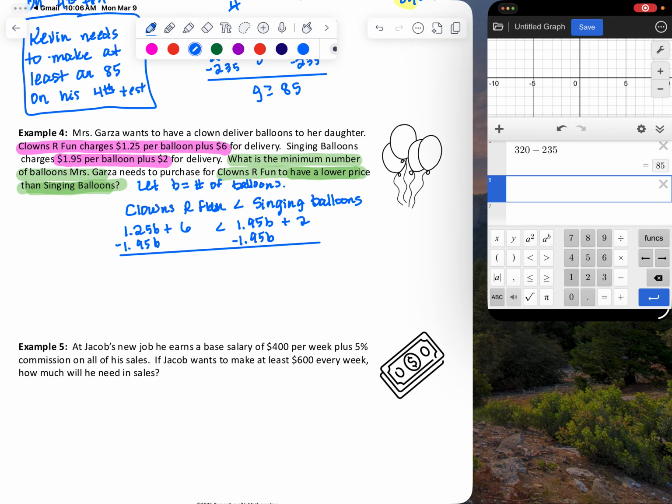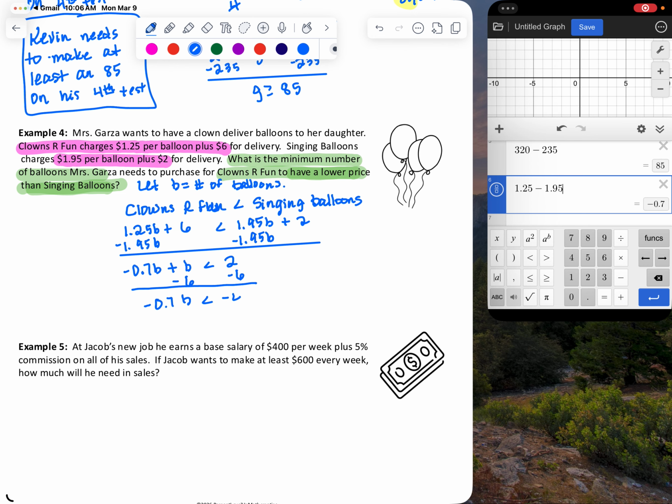So 1.25 minus 1.95. So that would be negative 0.7b plus 6 is less than 2. Now subtract the 6 from both sides. So negative 0.7b is less than negative 4. Now divide both sides by negative 0.7.